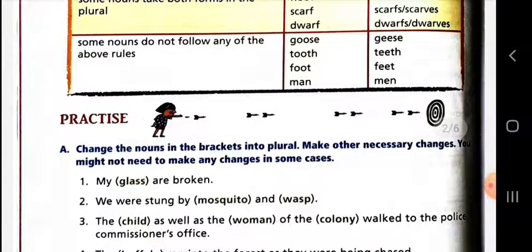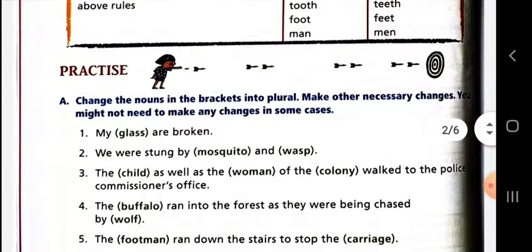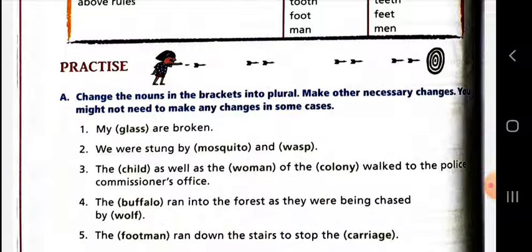Here is one exercise given for your practice. Change the noun in the brackets into plural. Some nouns are given in brackets and you need to change them. Some sentences are written correctly, so there is no change. First, I am telling you: my glass are broken. So you need to write the plural of glass. Here you will write: my glasses are broken. In the same way, you will try to solve all the exercises.